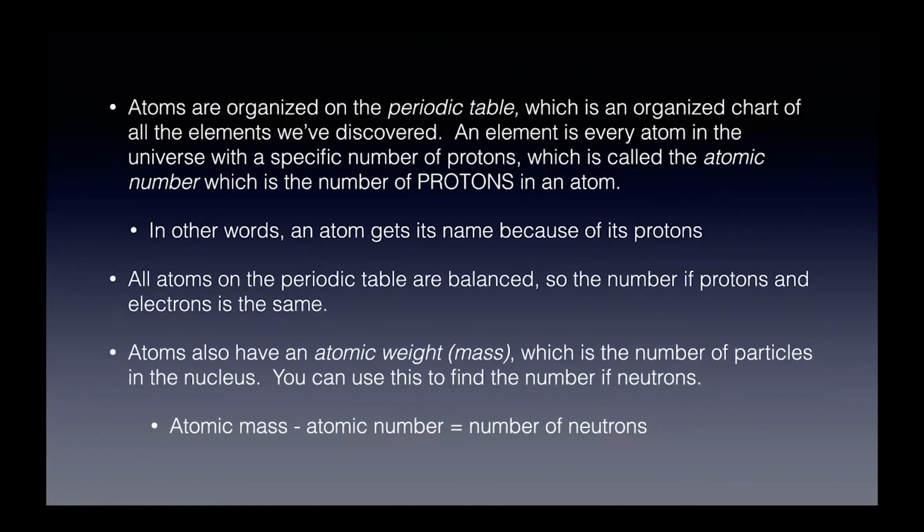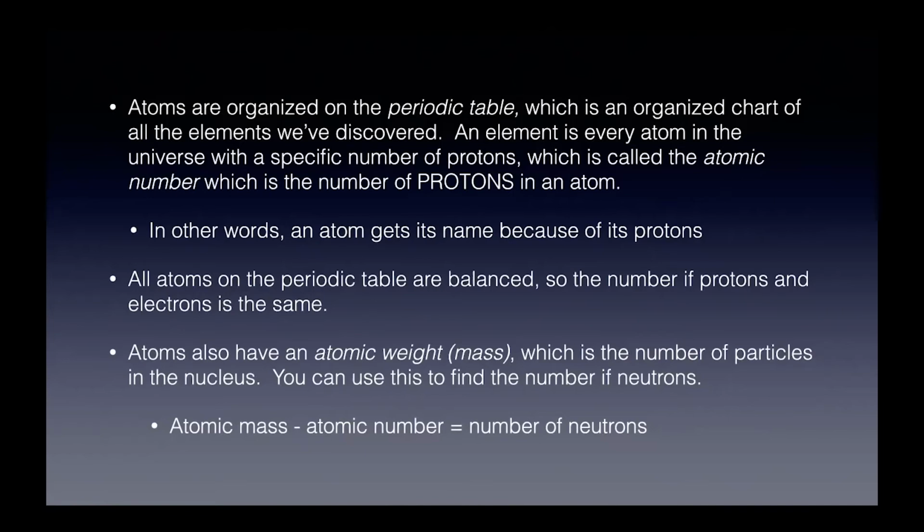All the atoms on the periodic table are balanced, so the number of protons is always equal to the number of electrons. So again, going back to oxygen, if you have 8 protons, you have 8 electrons. And then atoms also have an atomic weight, also known as an atomic mass, which is the number of particles in the nucleus. Remember, electrons don't weigh anything, so we're just talking about the amount of particles in the nucleus.